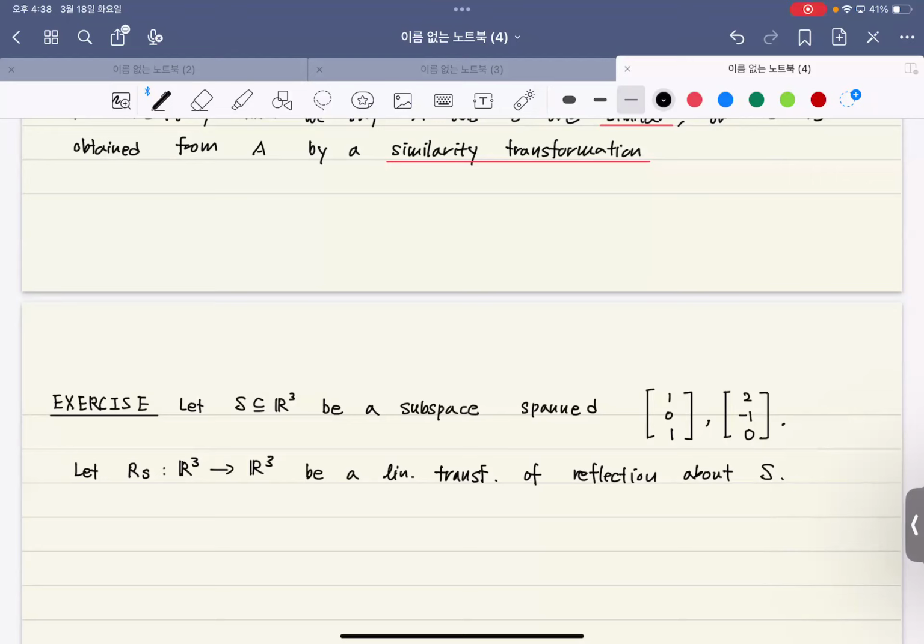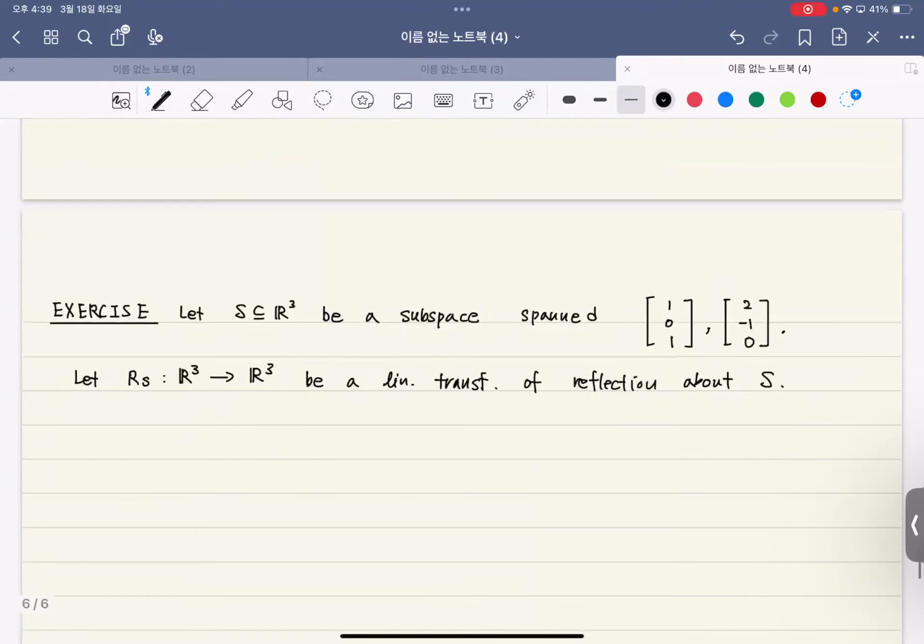And I want to find a matrix representation of this reflection. You know what I mean by reflection: if I have this vector and you reflect it about S, then you're going to get this. I want to find a matrix representation of this reflection in terms of the standard basis. Do you think you can do this by yourself? Okay, let us do this. Find the matrix representation of this in terms of the standard basis.